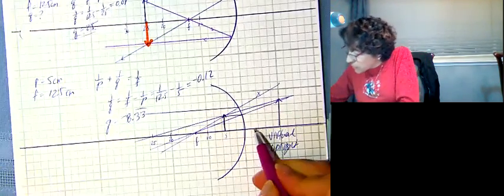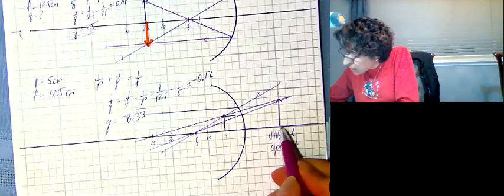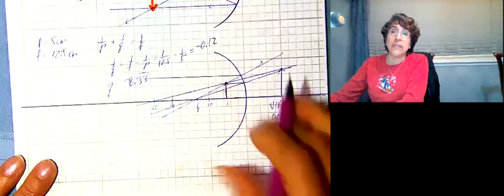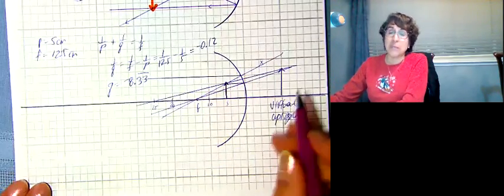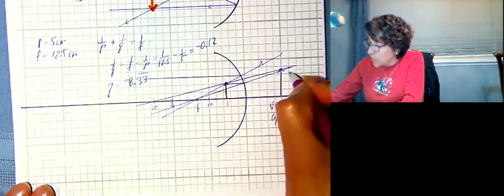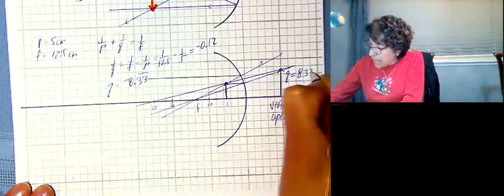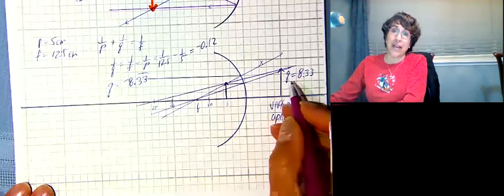So where did I end up? 2, 4, 6, 8. Oh, mine is closer to 10. But again, this is not exactly perfect for the sphere. So that also changes things, but it's kind of close. All right, so we know then that Q is actually at 8.33, and the negative means it's on the other side.